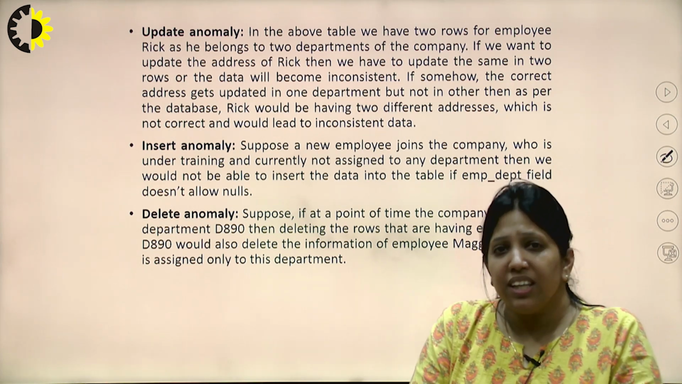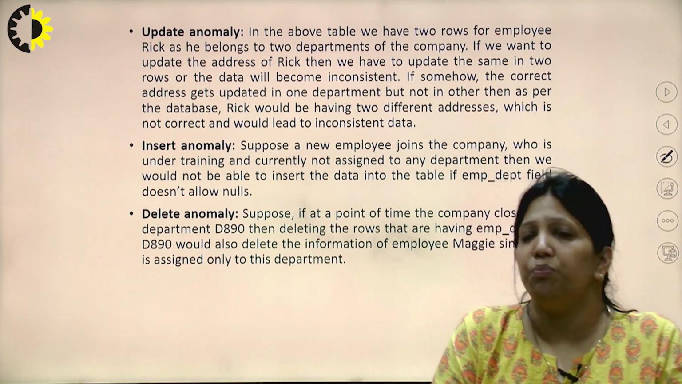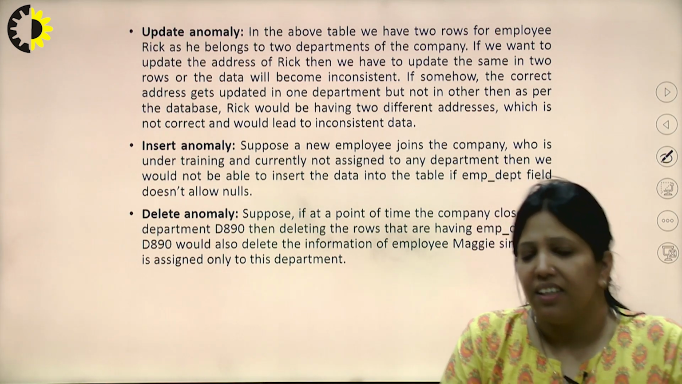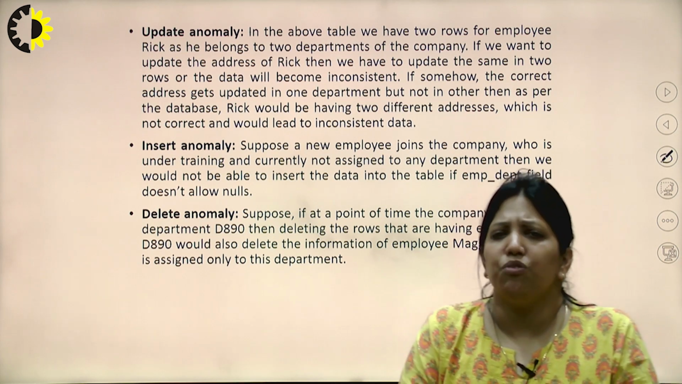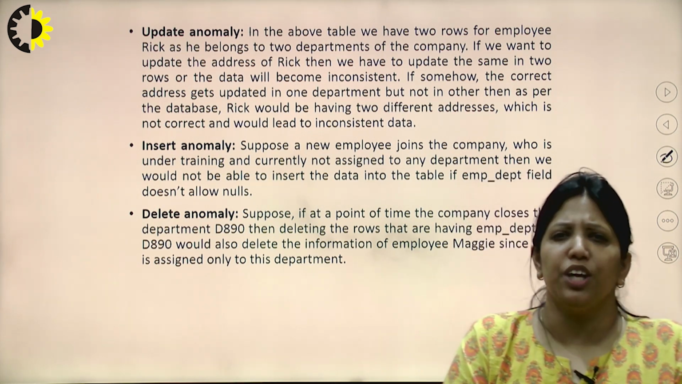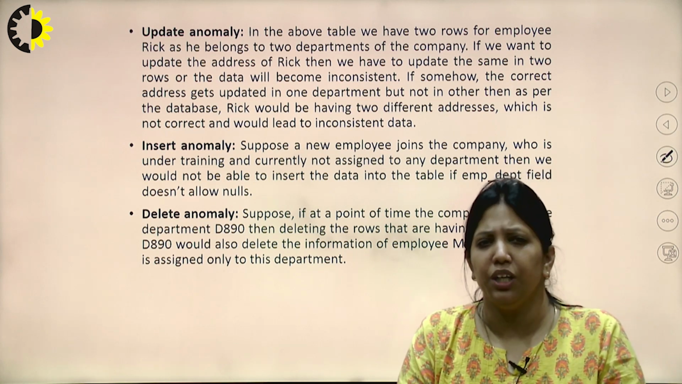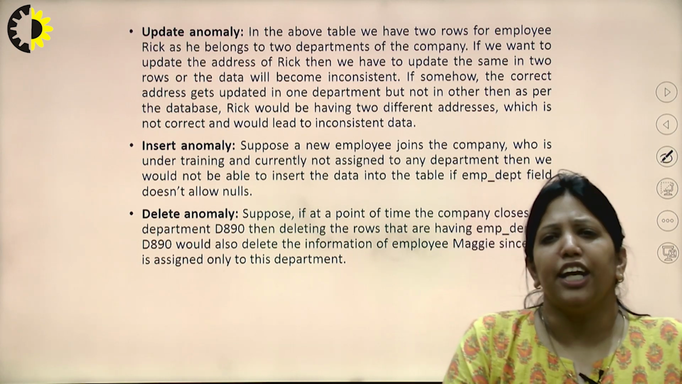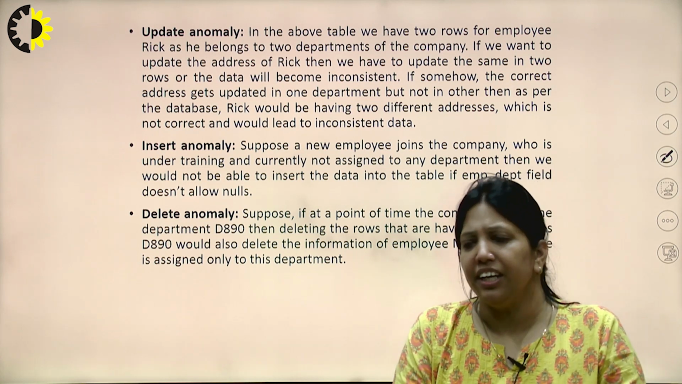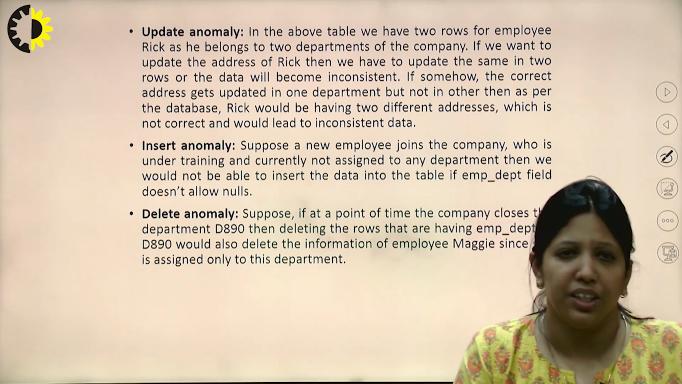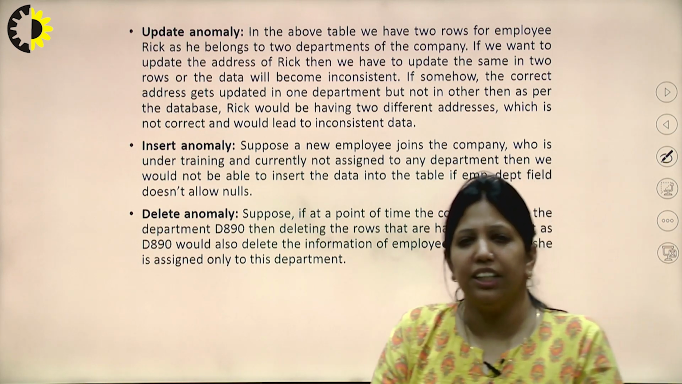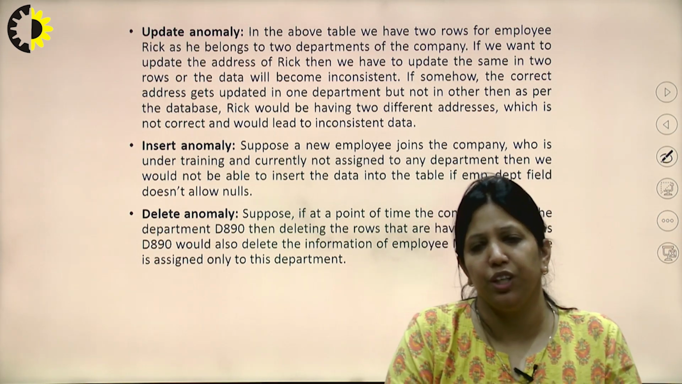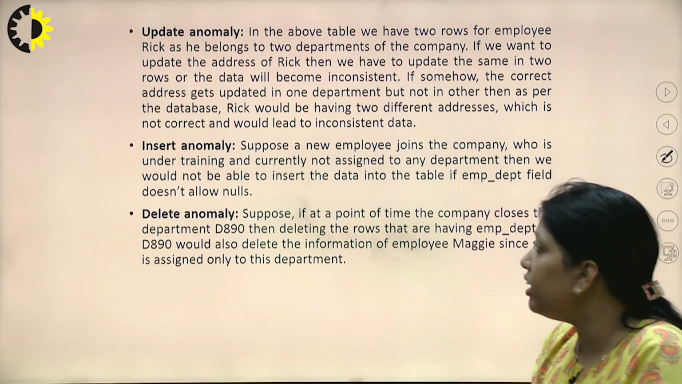And for removing this type of redundancy, we have to make the data normalized. Then second, we have insertion anomalies. Suppose a new employee joins the company, but is still on a training period and currently not assigned to any department. Then we are not able to insert the data into the table in the employee department field because we don't allow null values in that.